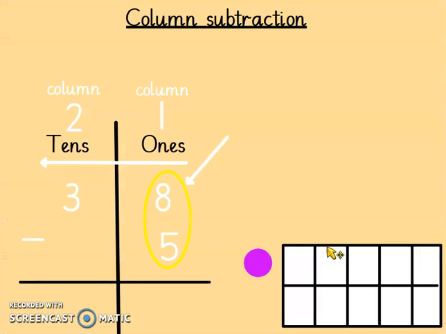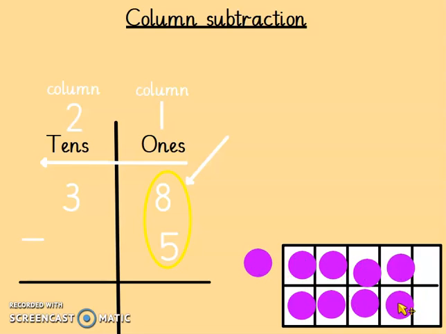I just wanted to show you how you can use maths objects to help. So sometimes we can use our fingers. If we're not confident using our fingers, we could use objects. But we don't need to count out 38 because if we're looking in the ones column, we are just doing 8 take away 5. So I would only need 1, 2, 3, 4, 5, 6, 7, 8.